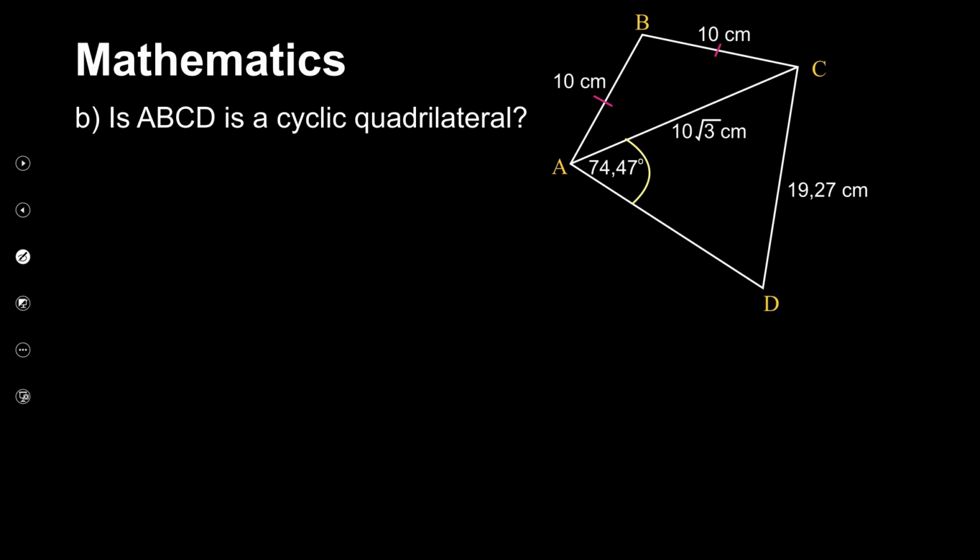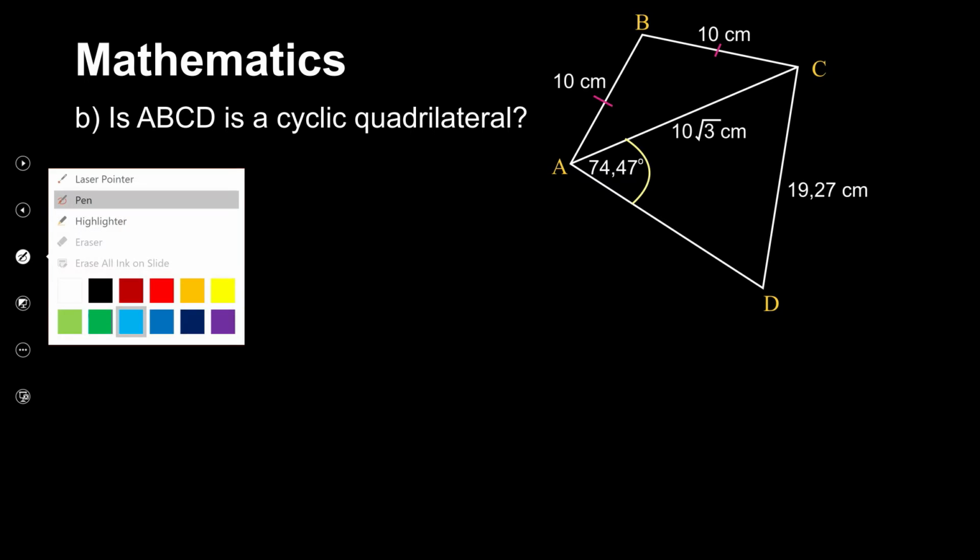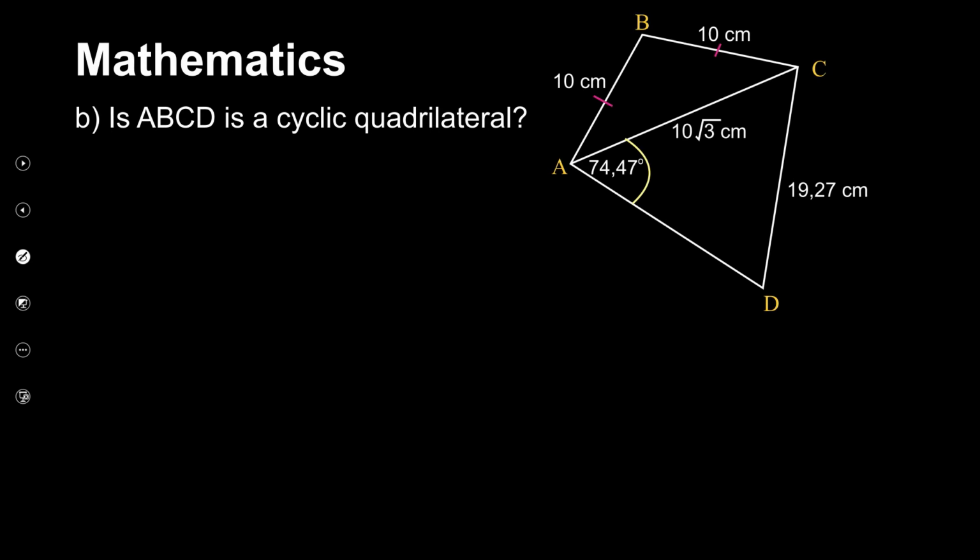Okay, so the second question they ask us is, is ABCD a cyclic quad? So they want us to prove that ABCD is a cyclic quad. Okay, remember earlier we proved that B is equal to 120 degrees. So in order to prove that ABCD is a cyclic quad, in this case, if we can find the value of D and show that B plus D equals 180 degrees, then we know that we've now proved that it's a cyclic quad, because this will mean that the opposite angles of the cyclic quad are supplementary.